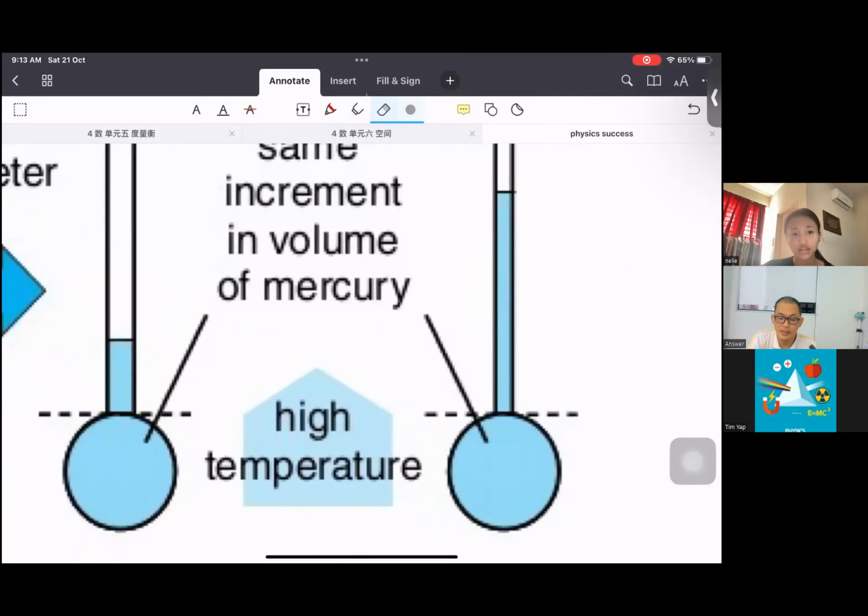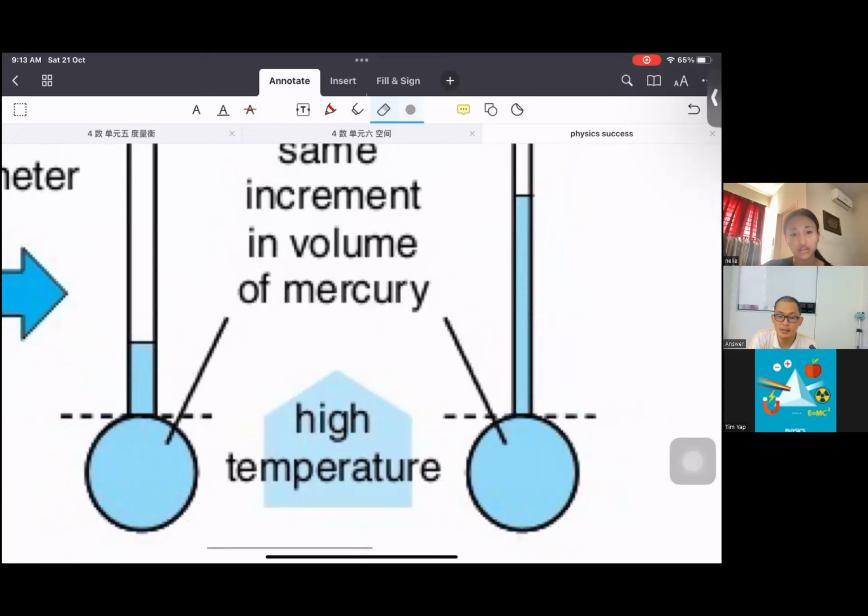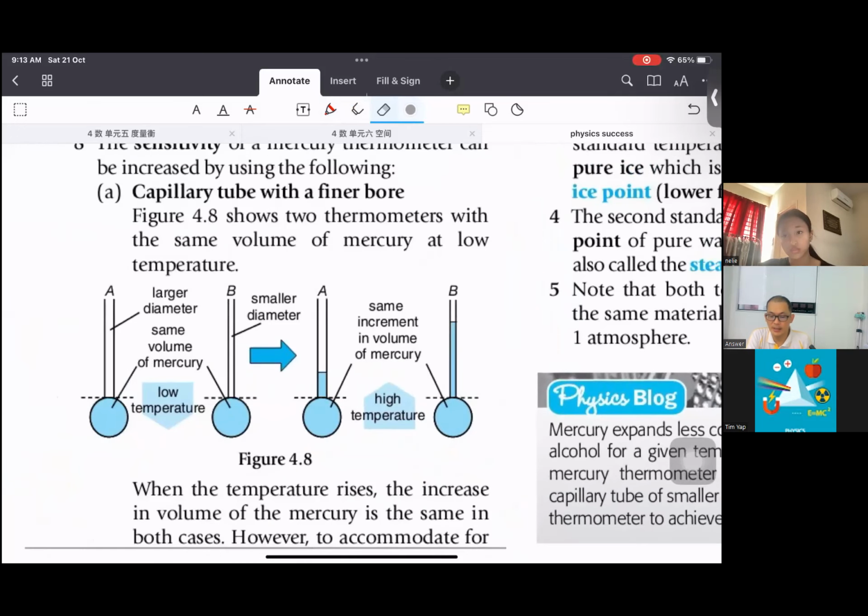When the temperature rises, for a bigger or thicker tube, the mercury just rises a bit only, you see. So with a finer tube, it can rise a lot. When it rises a lot, you can see big changes, and when you can see big changes, you can determine the change easily. Okay, so this is called a finer bore.